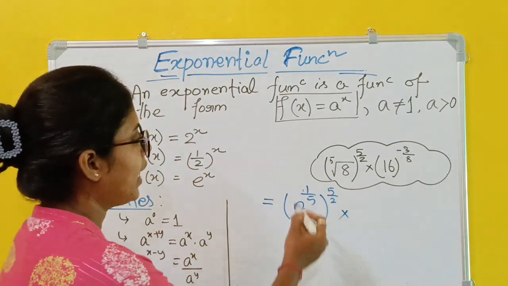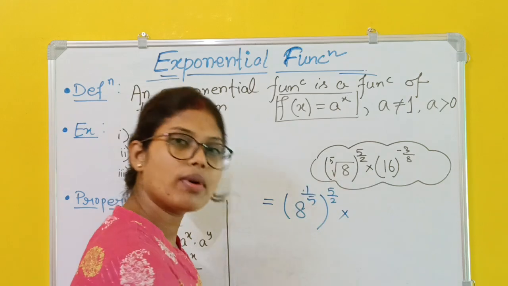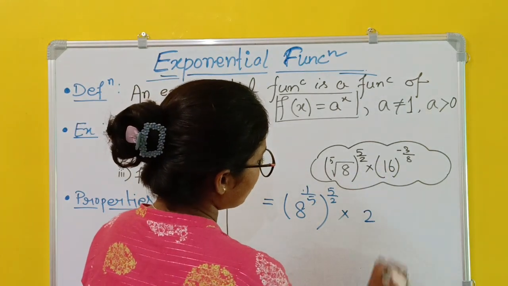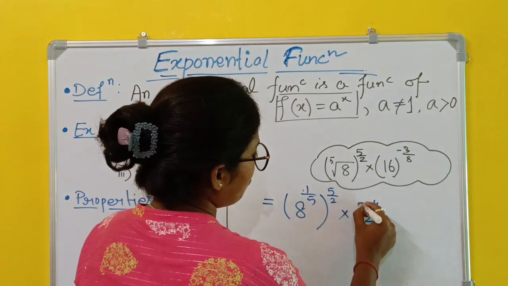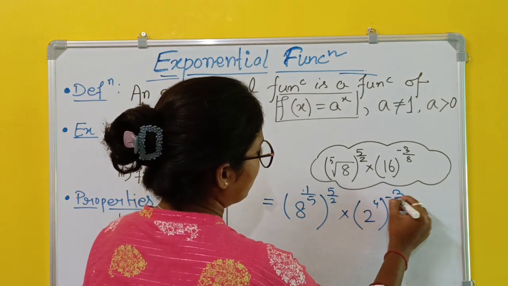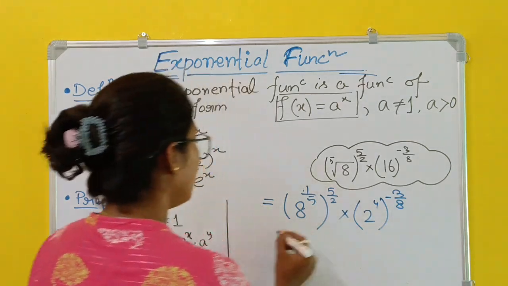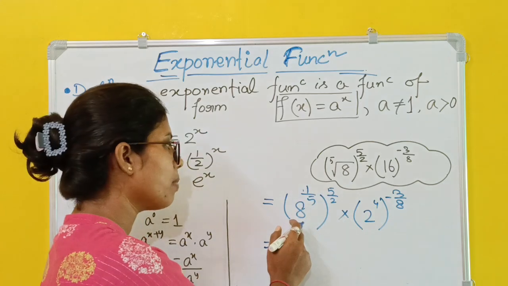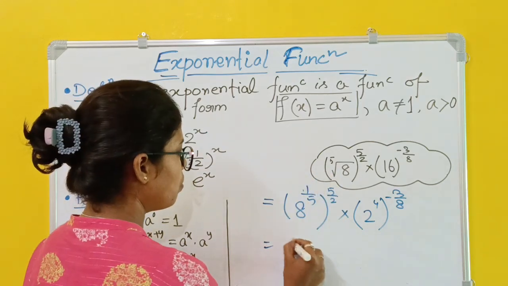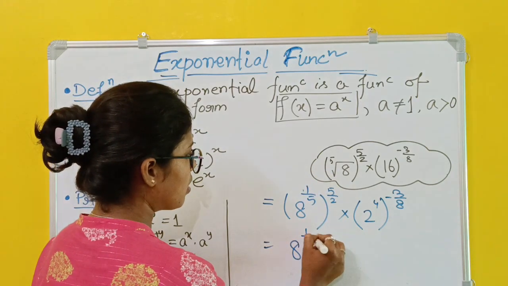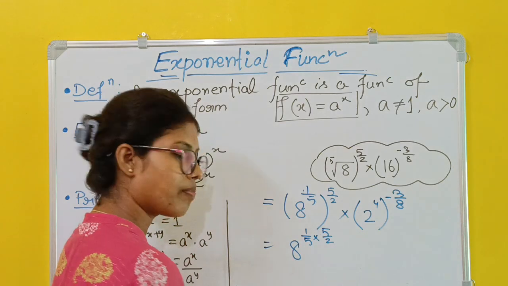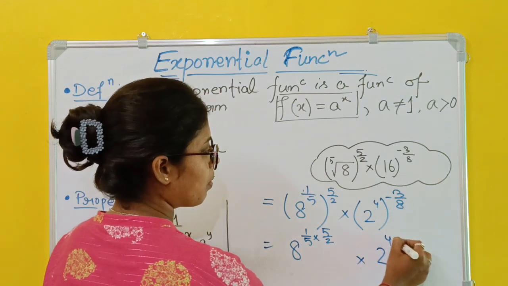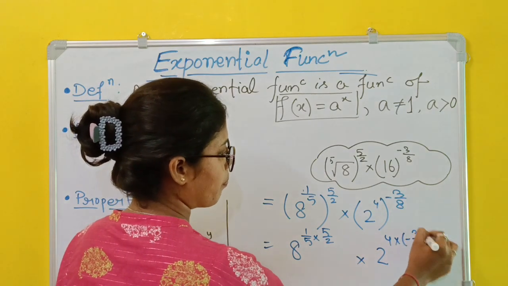1 by 5, right? 8 to the power 1 by 5 whole to the power 5 by 2. Next, 16. 2 to the power 4 whole to the power minus 3 by 8. Now, a to the power x whole to the power y. What is the formula? A to the power x into y. So we are doing a to the power x into y, into 2 to the power x into y.